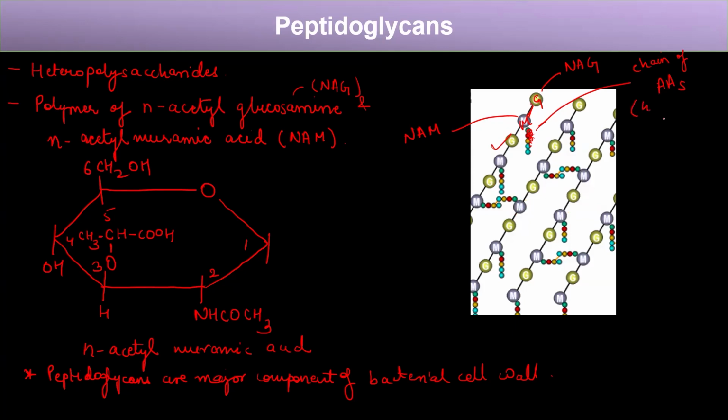This amino acid helps in cross-linking. So this is how the peptidoglycan structure looks. It is a chain of NAM and NAG, and it also comprises a chain of amino acids in the bacterial cell wall that helps in cross-linking. So this is about the peptidoglycan, and it is also a structural polysaccharide. Why? Because it is present in the structure, right? It is present in the bacterial cell wall.